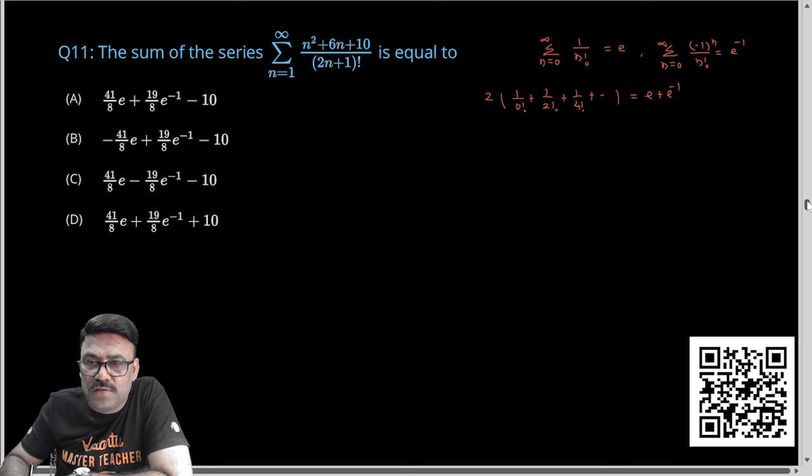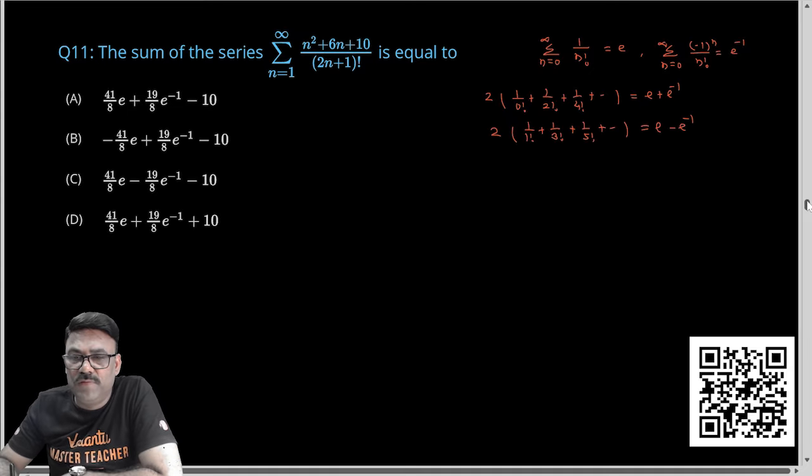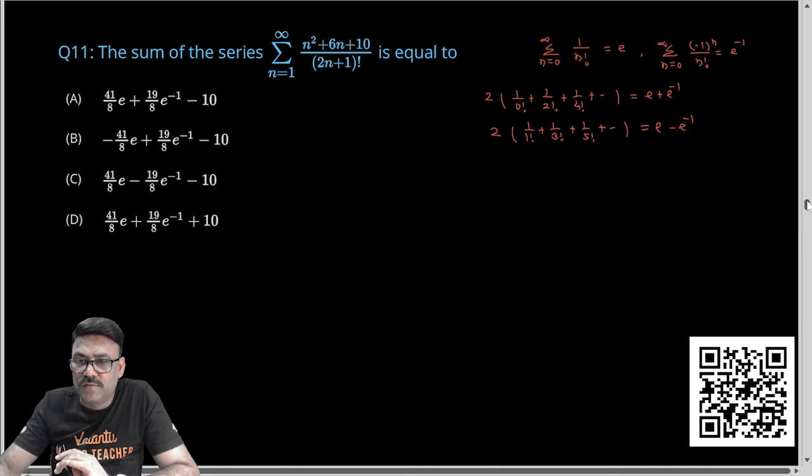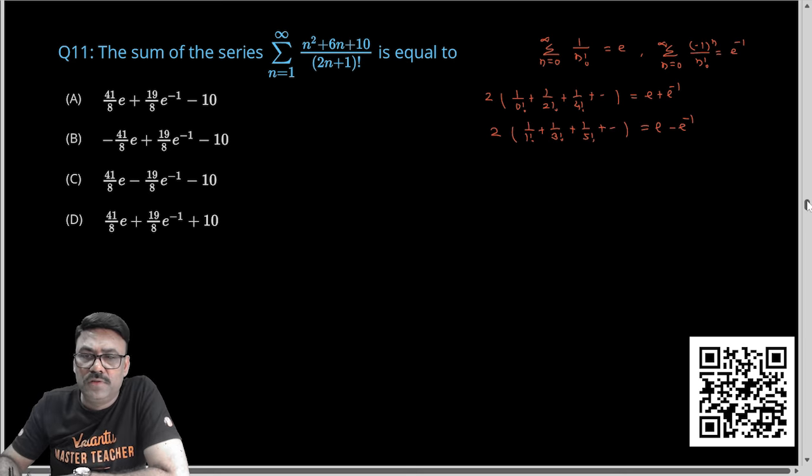And if you subtract these two, so you will get 1 by 1 factorial plus 1 by 3 factorial plus 1 by 5 factorial up to infinity, e minus e raised to minus 1. So when you have even factorial only, 1 by 0 factorial, 1 by 2 factorial, 1 by 4 factorial up to infinity, e plus e raised to minus 1 by 2, 2 goes to the right side. And odd factorial only, 1 by 1 factorial, 1 by 3 factorial, 1 by 5 factorial, so e minus e raised to minus 1 by 2. So this question is based on these series.